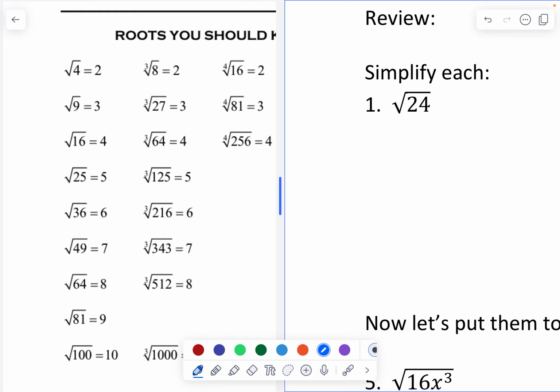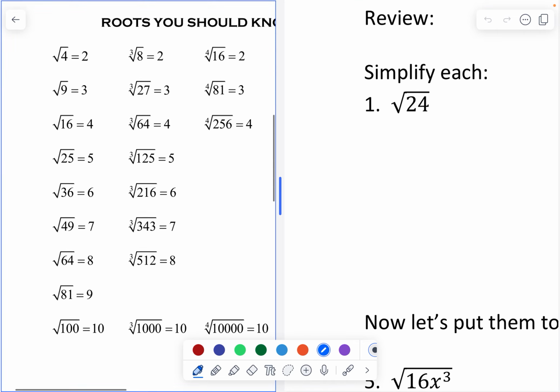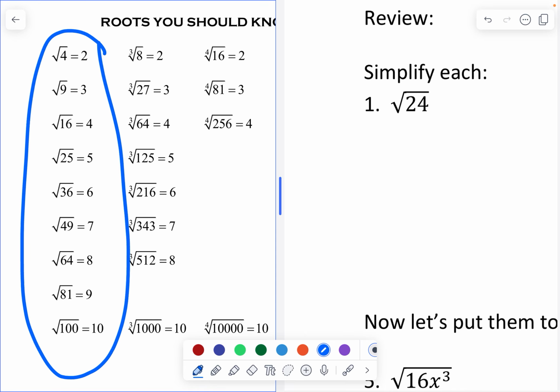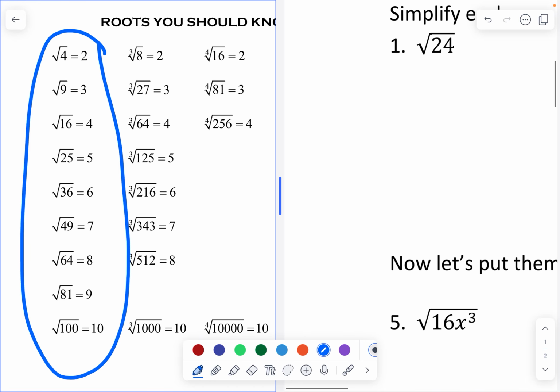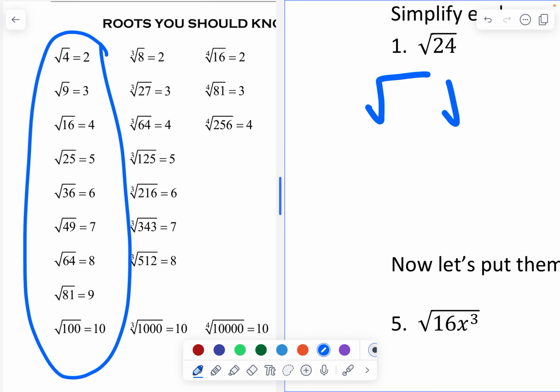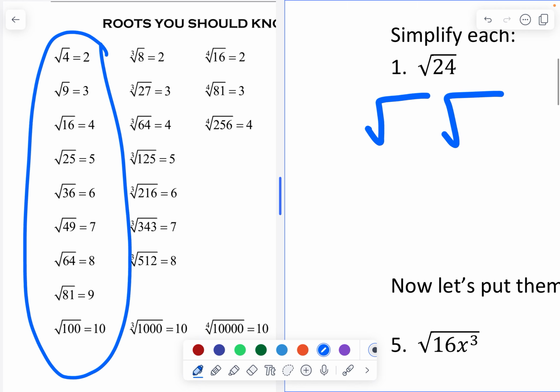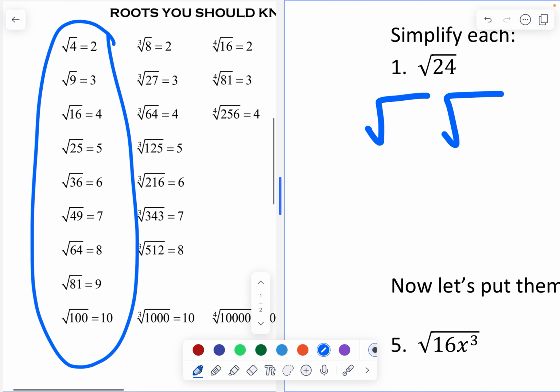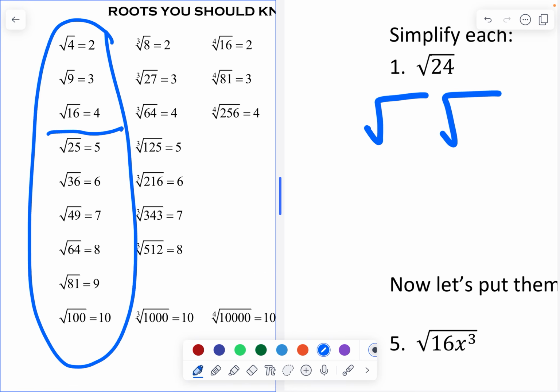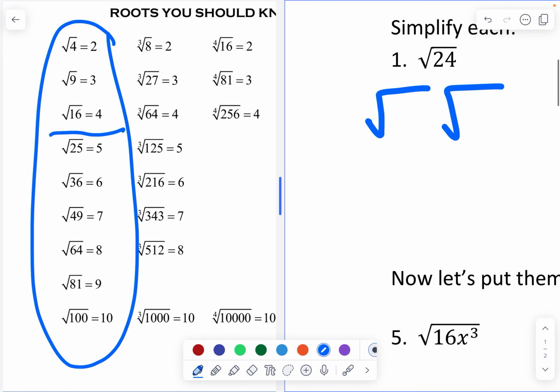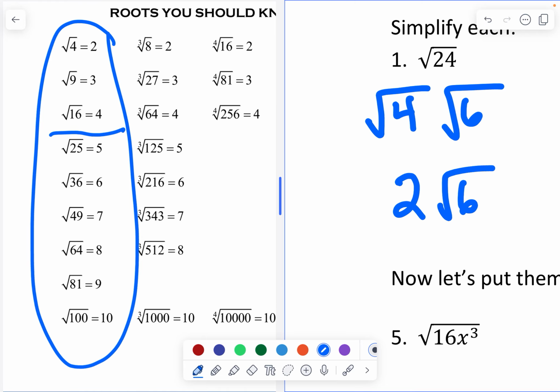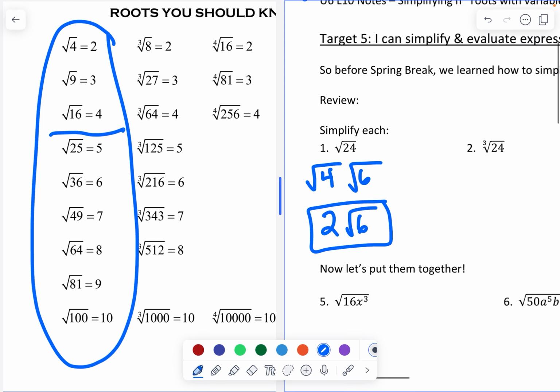So remember, you go to your square root list, which is the first column, and you find a number that goes into 24. You can always divide things, right? So it can't be bigger than 24. You could do 24 divided by 16. That doesn't work. 9, that doesn't work. So it's got to be 4. And 4 times 6 is 24. Square root of 4 is 2. So that's 2 root 6.